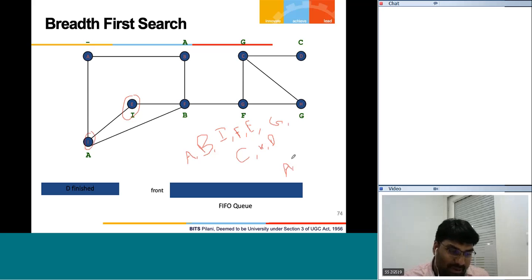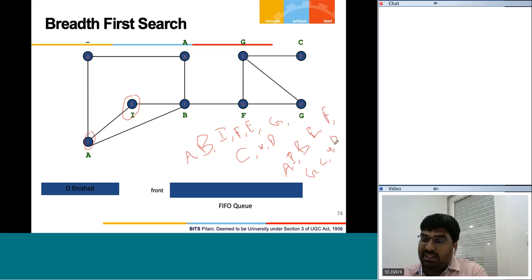A, I, B, E, then F, then G, C, H, D. Is this a correct order? Will you see the beneath one? Do you find it's a correct order? Yeah. So you understood, there is not a unique solution for all of these.